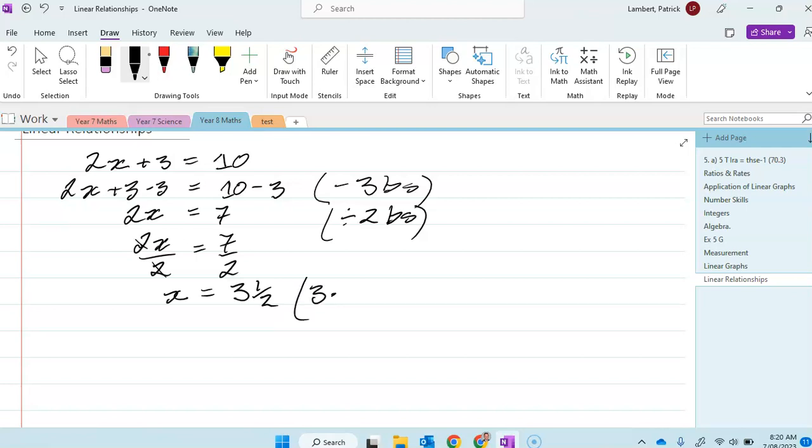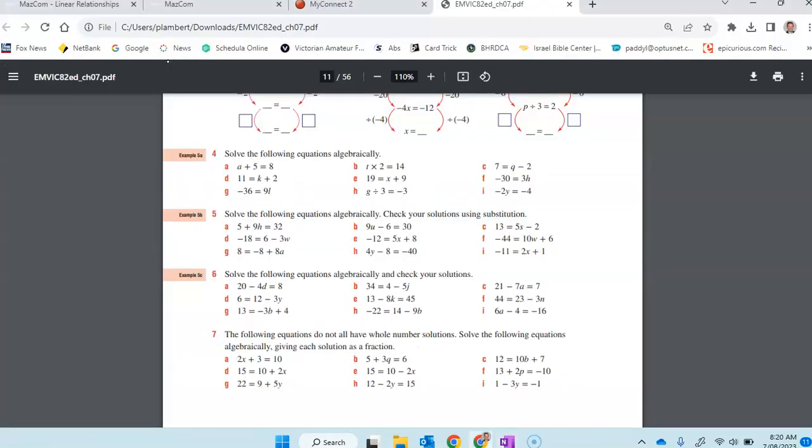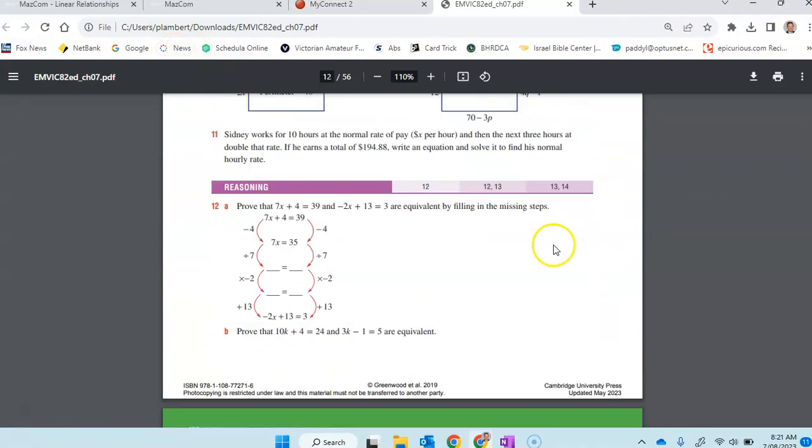So if I substitute that back into the equation, twice 3.5 plus 3, we see that that becomes 7 plus 3 equals 10. So therefore that is true. So you don't have to have whole number equations.